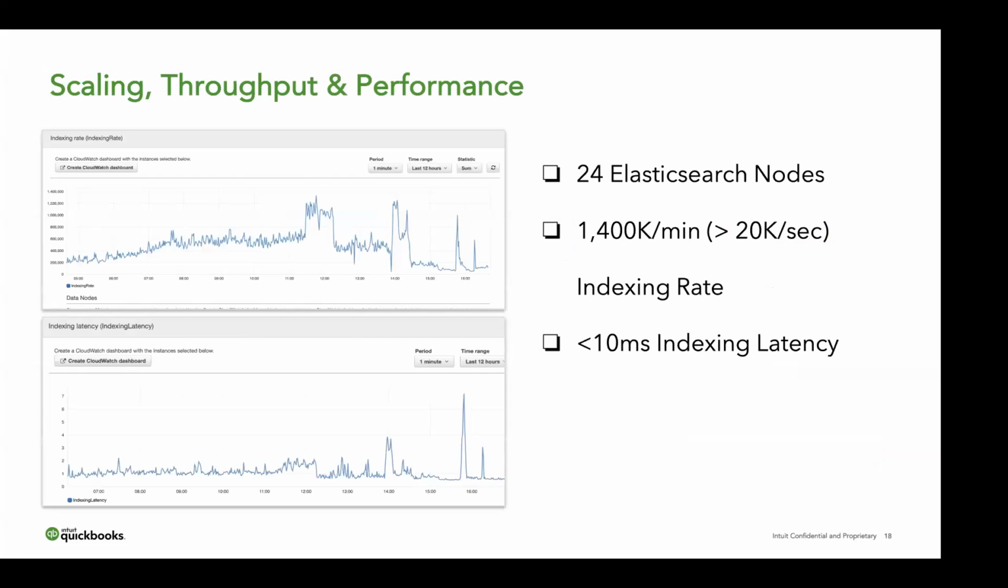So talking about scaling, throughput, and performance. Currently we are on about 24 nodes. We have a TPS of about 20,000 per second, which is the indexing rate. And again, we cannot discard any data. This is just adding new data. And the indexing latency is less than 10 milliseconds.